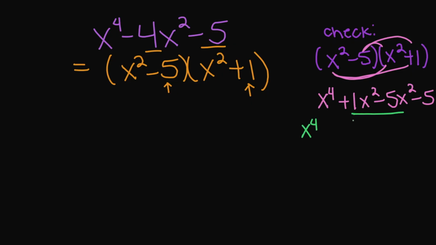x squared minus 5x squared is -4x squared. And then -5. And this is your answer here. So if you were to check your answer, this is how you would check your answer. 3x to the 4th plus 8x squared plus 4.